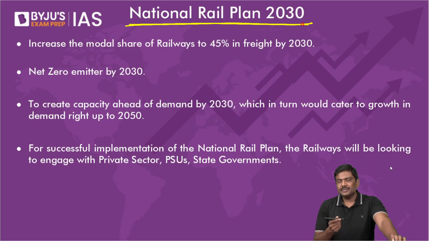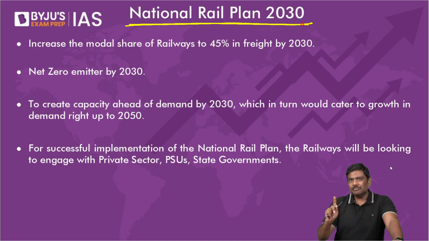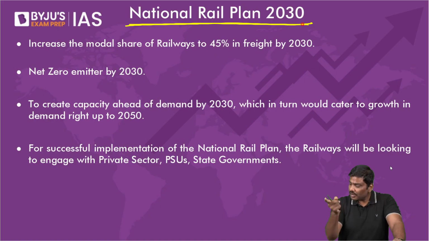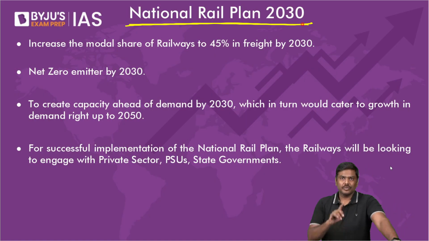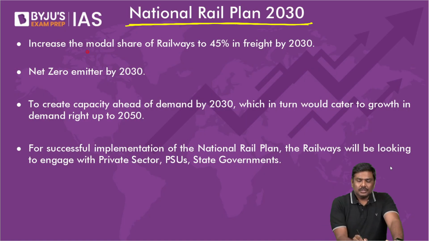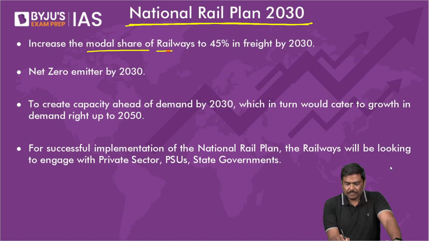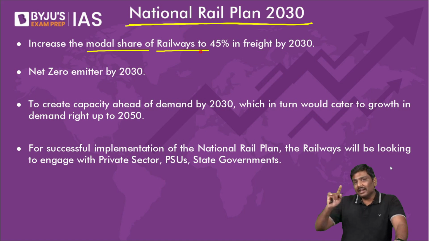Government of India says, through the National Rail Plan, I want to improve the situation of Indian Railways. I want to improve the revenue generation capacity for Indian Railways. How? Point number one. The modal share of transportation for railways will be increased to 45% by 2030.